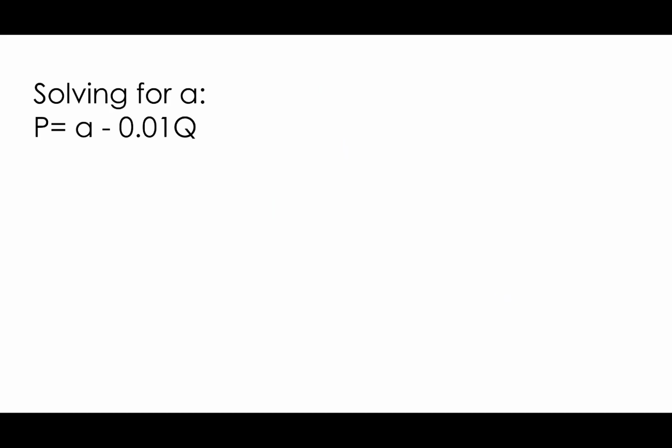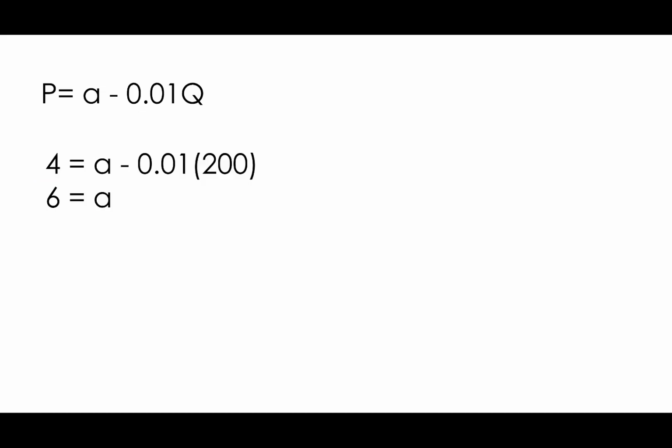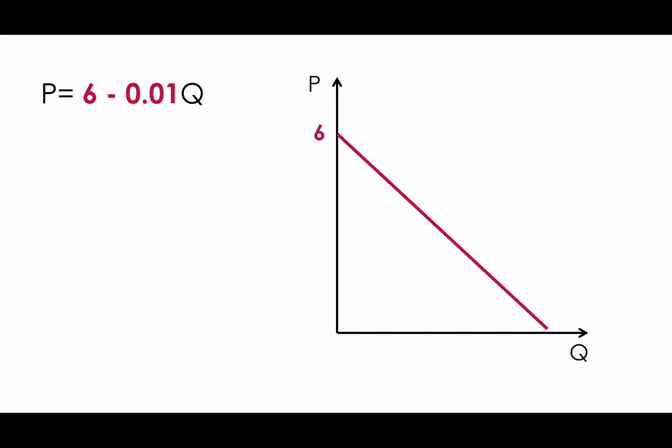So I need to find some way to solve for A. And I know that my two data points are somewhere on this line. And so if I can take a value for price and a value for quantity, I'll figure out what A happens to be. So I'm going to take the first. All I'm going to do now is substitute $4 for P, 200 for Q. And this is what I do. I end up with A is equal to 6. My vertical intercept is 6. And so I can add that to my equation and to my graph.